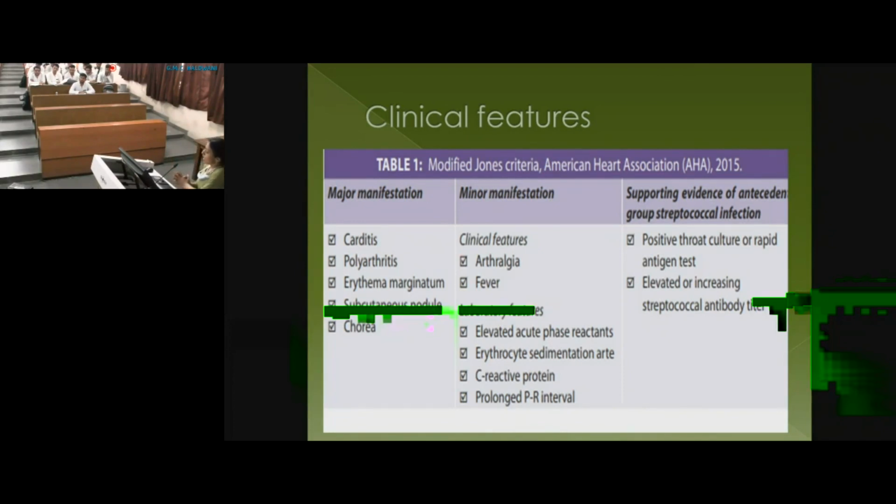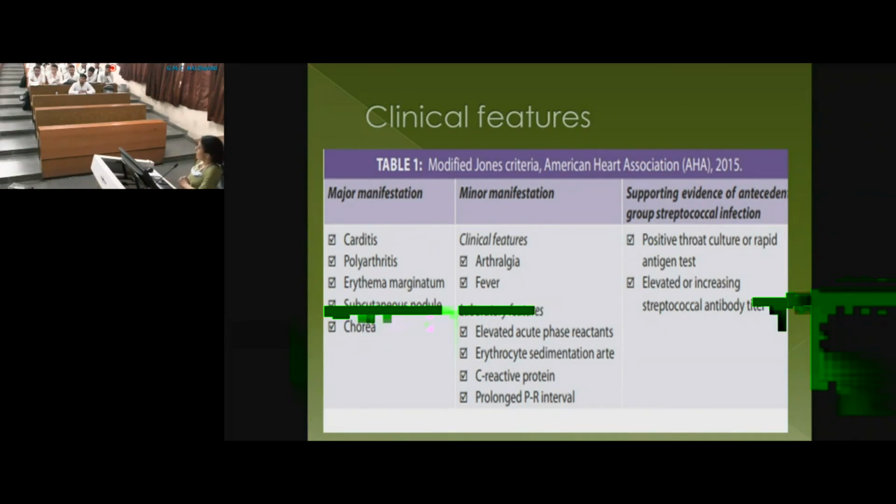Then lab features, you have elevated acute phase reactants. So what are acute phase reactants? ESR and CRP are acute phase reactants. Other than that, you have TLC. What is TLC? Total leukocyte count. So usually you know that you have a range of 4 to 11, so the TLC is usually elevated. Then ESR. ESR again is usually in a low prevalence country more than 30, high prevalence more than 60.